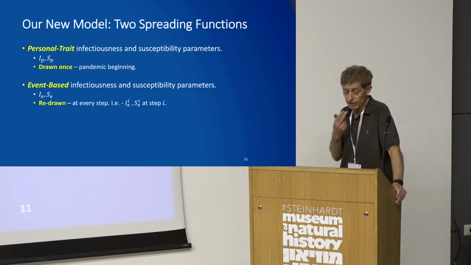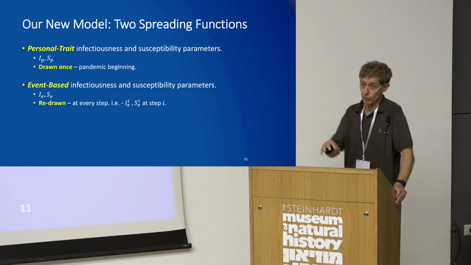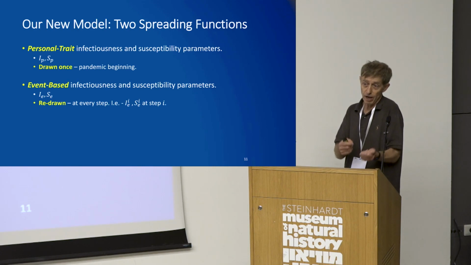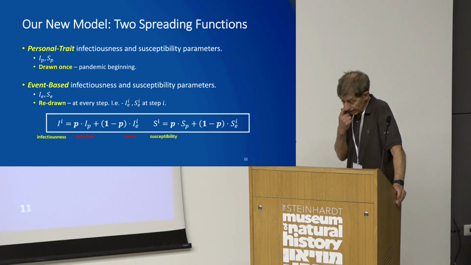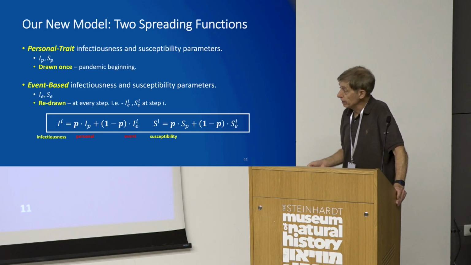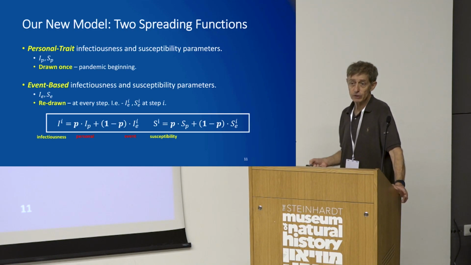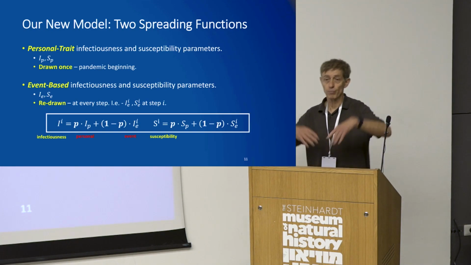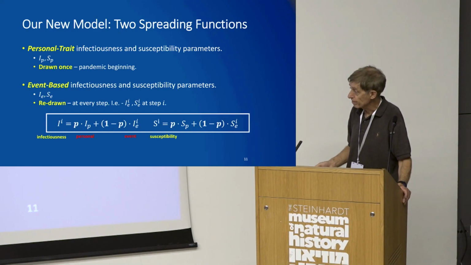On the other hand, there's event-based infectiousness and susceptibility. And these are stochastic variables that are redrawn every day. Every day you are randomly, either you go to a wedding or you don't go to a wedding. And the overall infectiousness or susceptibility of a person consists of the mix of these two things. There's a mix of how much you are using your personal traits and how much you're going to weddings. And the mix is this P.